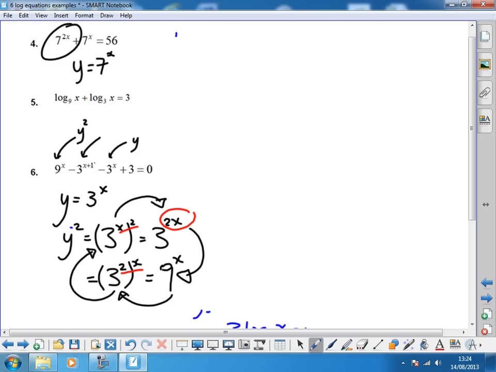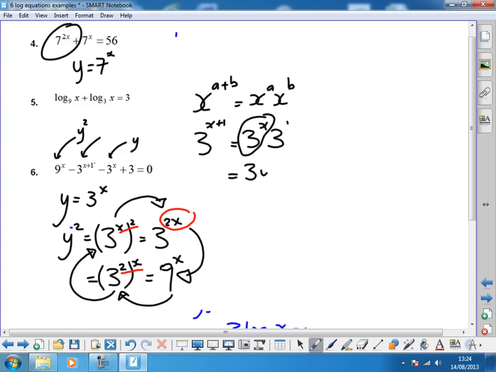3 to the power of x plus 1. Well, I know that x to the a times x to the b is x to the a plus b. So 3 to the x plus 1 must equal 3 to the x times 3 to the 1. 3 is 3, and this is what I'm calling y. So what I've actually got is 3y. So that was a bit tricky, but it's just GCSE.